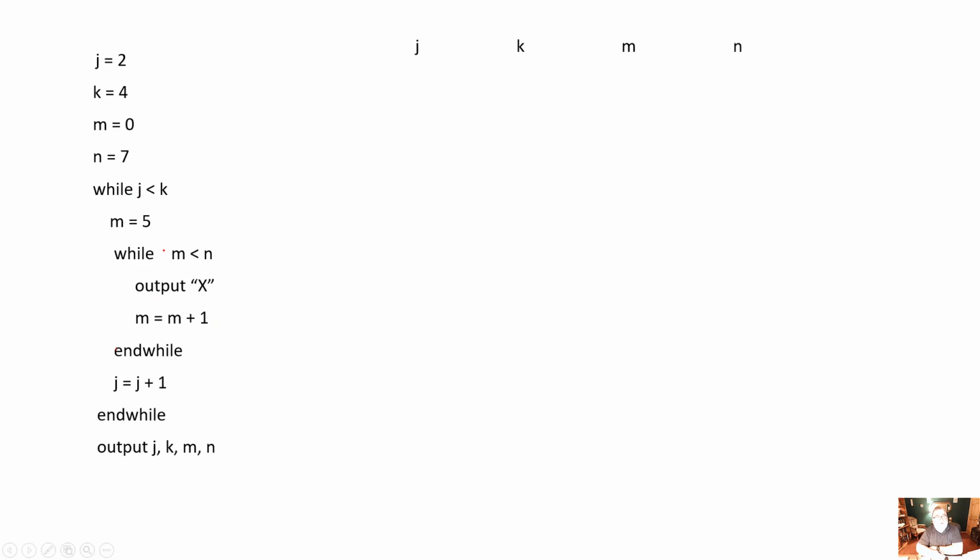And what we want to do, if you look at this piece of pseudocode, the question becomes: what is this going to put out? So let's look at the beginning. What we're actually going to do is called desk checking. We're going to walk through it as if we were the computer, line by line, and check to see what we get. So right here, it says j equals 2, so I'm going to put a 2 for j. K equals 4. M is 0. And N is 7.